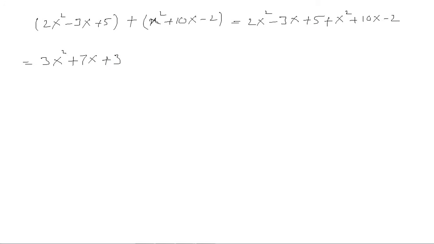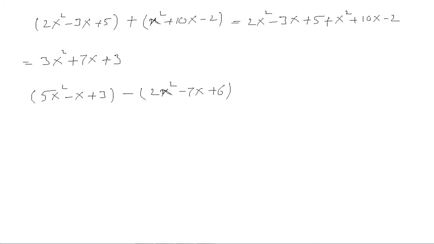Okay, let's see how we subtract them. If you have 5x squared minus x plus 3, and I have another trinomial 2x squared minus 7x plus 6, and I want to subtract them.